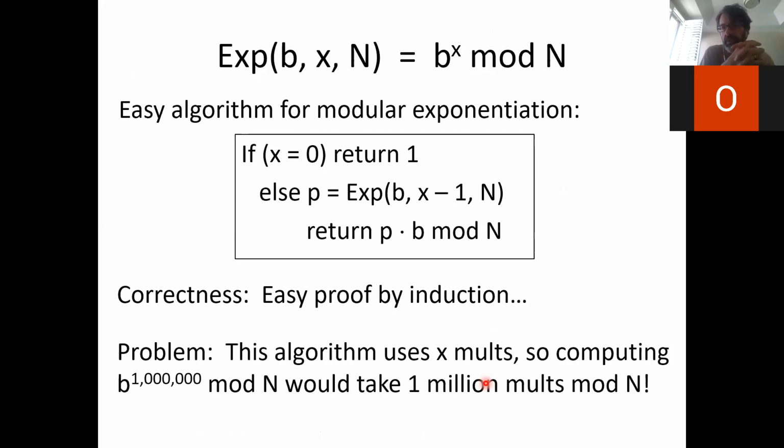Recall the easy but inefficient algorithm for exponentiation. If I want to exponentiate b to the power of x, but now with modular arithmetic, I can keep on recursing, decrementing x and multiplying by b with every recursive call. But if I need to compute b to the 1 million, this will take 1 million multiplications. And in cryptographic applications, the exponent is often as big as the modulus, so it might have not 7 digits, but 100 digits.